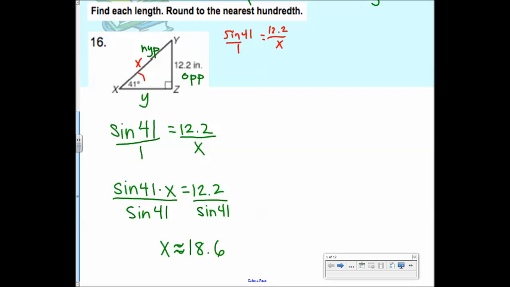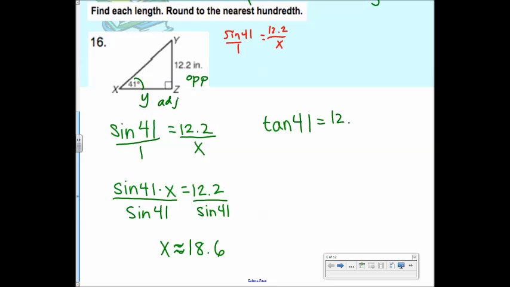But now, if I want to figure out y, how would I do that? What do I have? I have the 41. I still have the opposite, but now what am I looking for? The adjacent. So what trig ratio would I have to use? Tangent. Why tangent? Opposite over adjacent. So we're still going to use angle 41, but this time we're going to do tan 41 equals 12.2 over y.